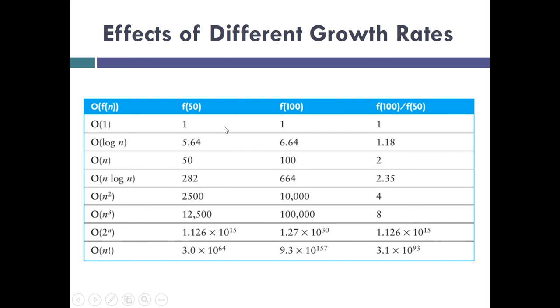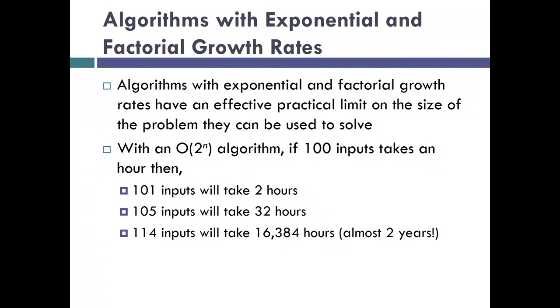And there's a graph here basically showing that it's much better to have a linear time algorithm, where our time takes 100 versus time taking 1,000. Right, it's much better to have better algorithms. Let's go ahead, and I like the example that they gave over here on the 2 to the nth algorithm. Algorithms with exponential and factorial growth have a practical limit on the size of the problem you can solve. Say your algorithm takes 2 to the nth time, not n squared, but 2 to the nth, and it takes 100 inputs.